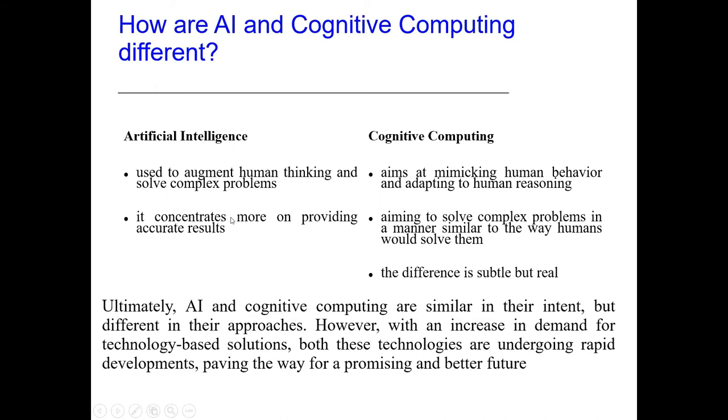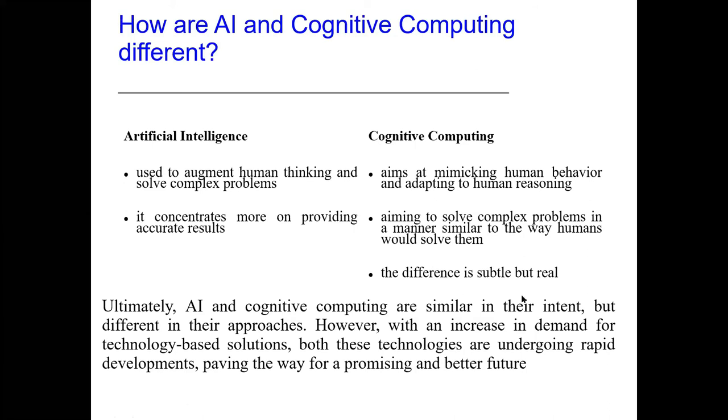So here the concentration is on providing the accurate result. Artificial intelligence focuses more and more on accuracy, whereas cognitive computing focuses more and more on correctness. Suppose you give two inputs which are not intended, it will again give you an unintended output, but a very accurate output. For example, if I want to multiply two numbers and by mistake I give one number as negative, then my product of positive and negative is negative. So I will get an output, an accurate output, but not an intended output, because my input itself is wrong.